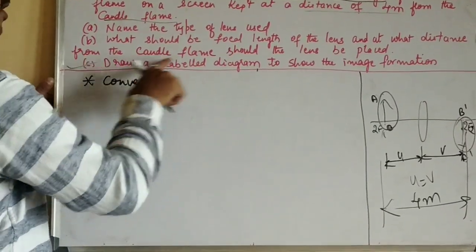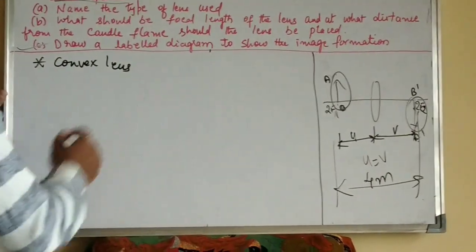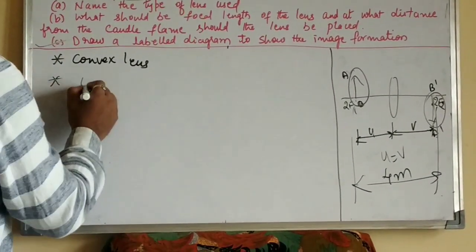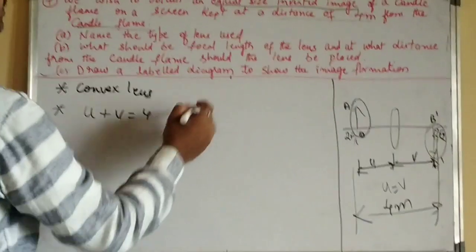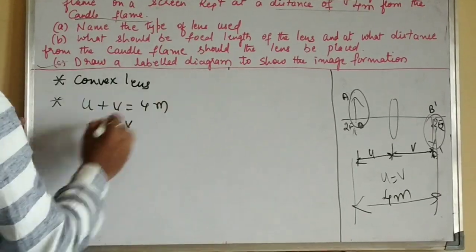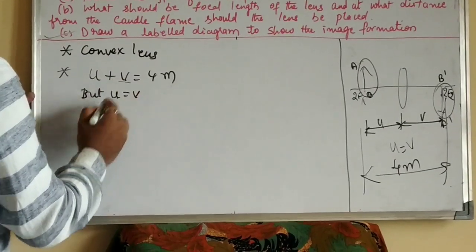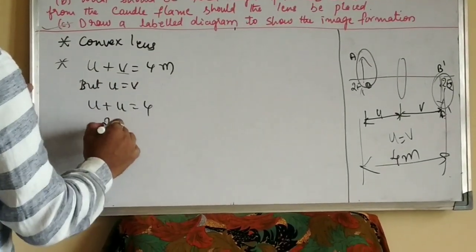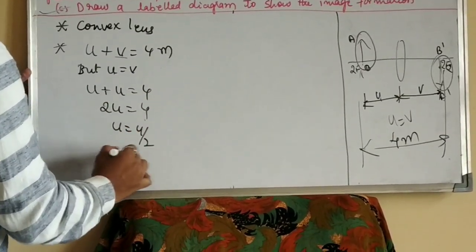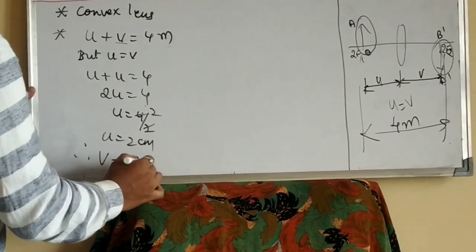Now see, for the C part, draw the labeled diagram to show the image formation. You can draw the ray diagram. Okay, now it is convex lens. Now as per the ray diagram, you have u plus v is equal to 4 meters. Okay, then you know that u is equal to v in this case, right? Therefore, substitute u in place of v. So u plus u is equal to 4. 2u is equal to 4, or u is equal to 4 by 2. u is equal to 2 meter. If u is equal to 2 meter, therefore v is equal to 2 meter.